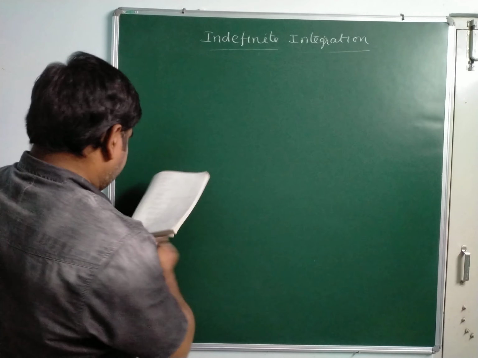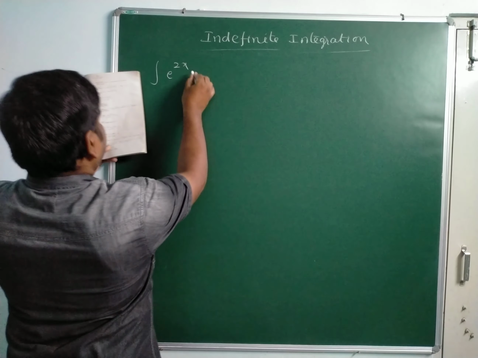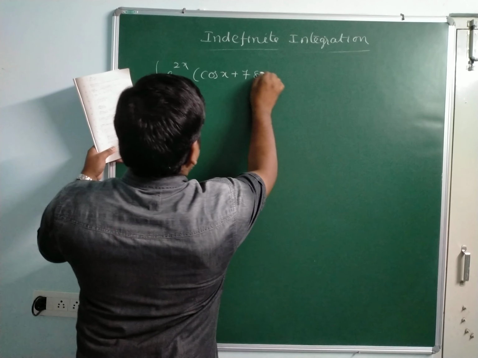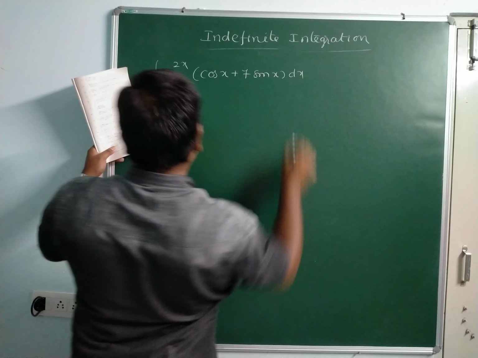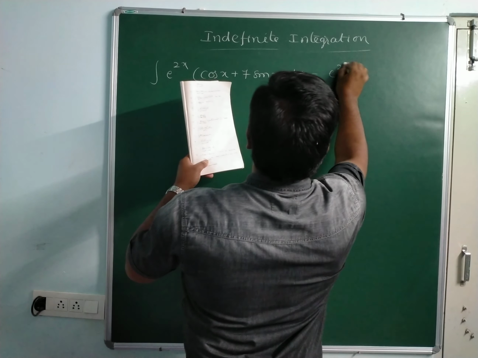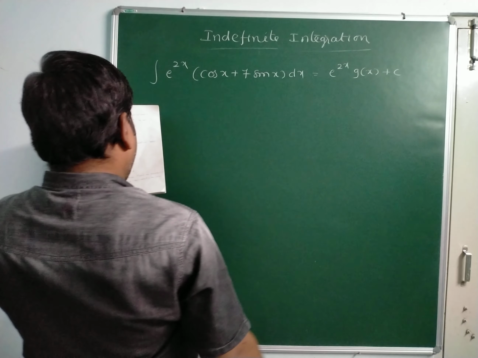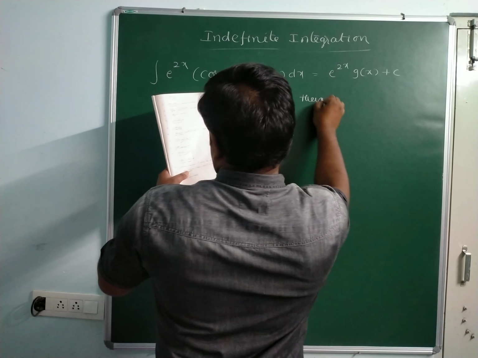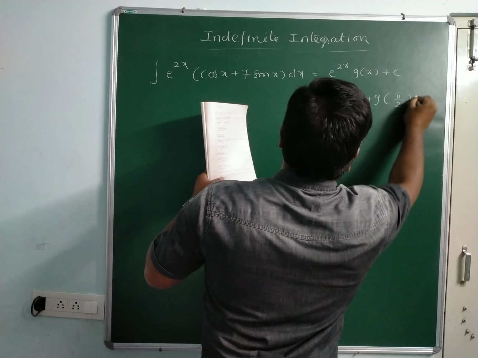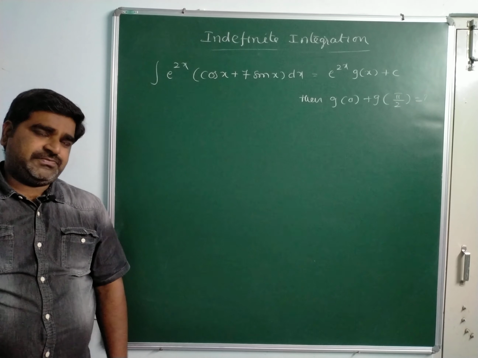Okay, so the next question is like this. This type of question is also important. This is an important model. Integral of e^x (cos x + 7 sin x) dx equals e^x g(x) + c. Then in this question he is asking: g(0) + g(π/2) is equal to how much?